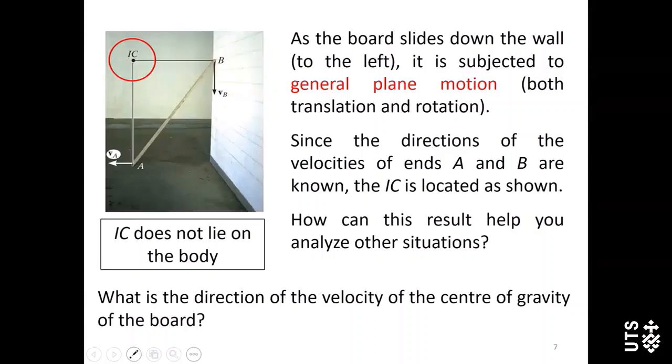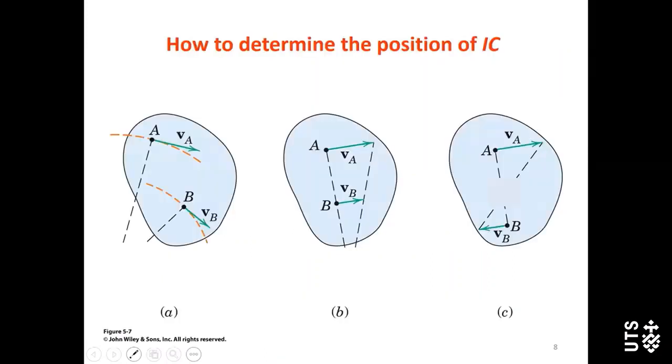Now, the question is why this IC point should be here, and how to determine its location. Boundary conditions in different problems can be different. So, how can we determine the location of the IC point? It sounds difficult, but actually there are only 3 cases.